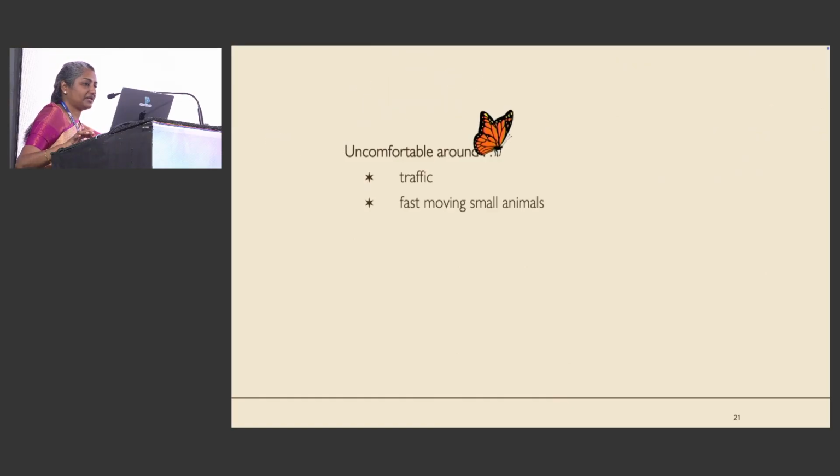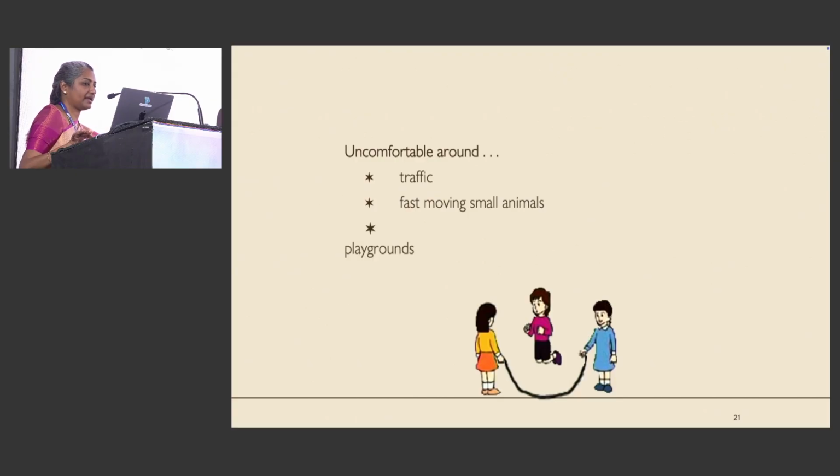So being uncomfortable around traffic and fast moving animals, this all happens even in CVI, because of the simultanagnosia. The child may be seeing moving objects better, or they may be seeing non-moving objects better. And everything coming together again is difficult. Fast moving small animals in a playground, like in a playground area of the school where so many children are together, there again the child may find a lot of difficulties.